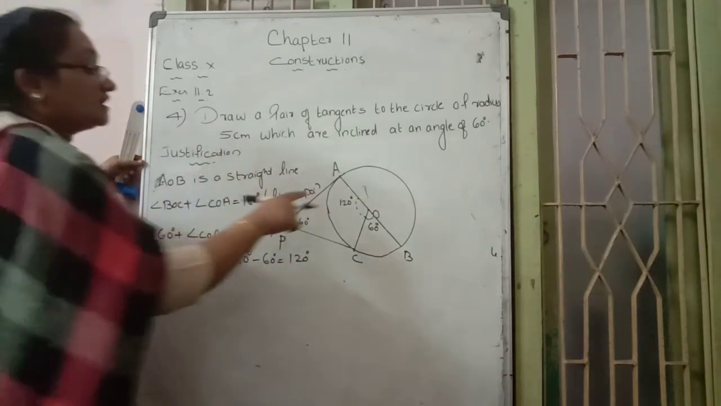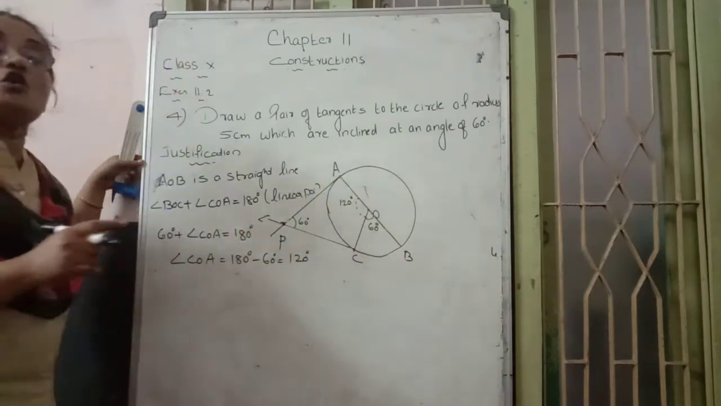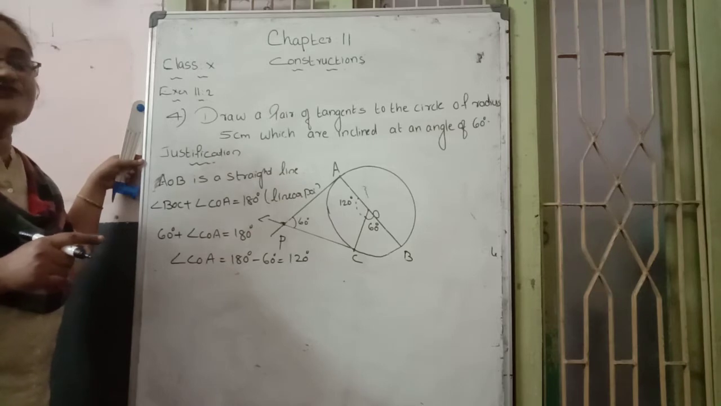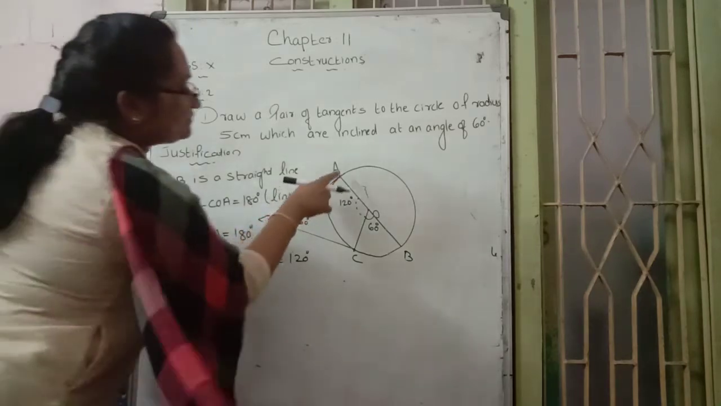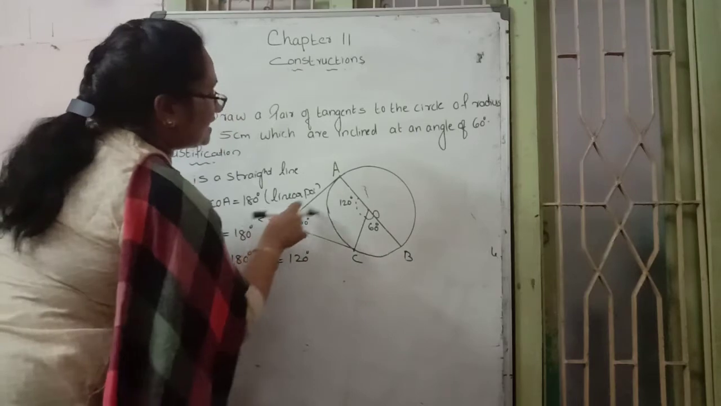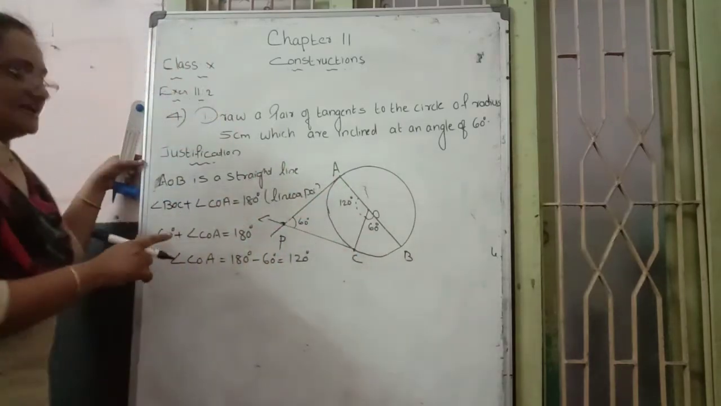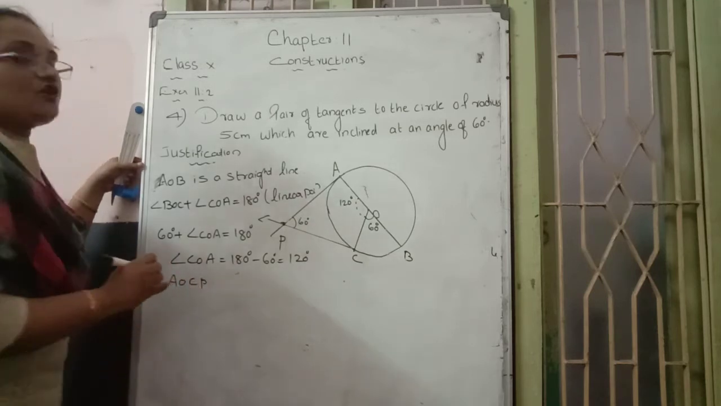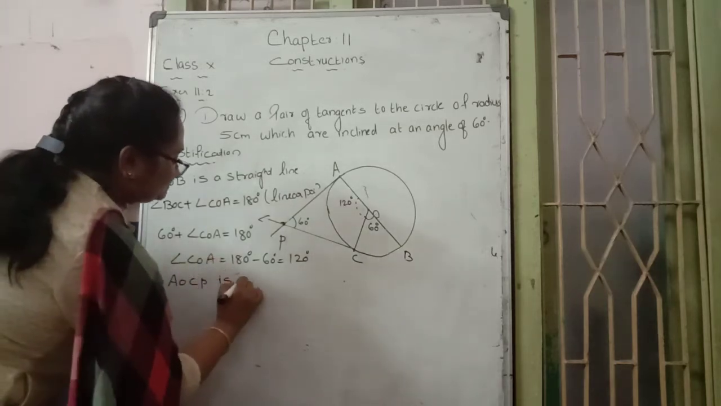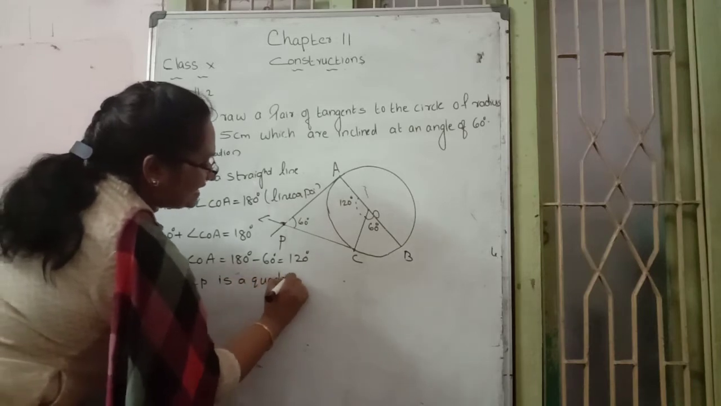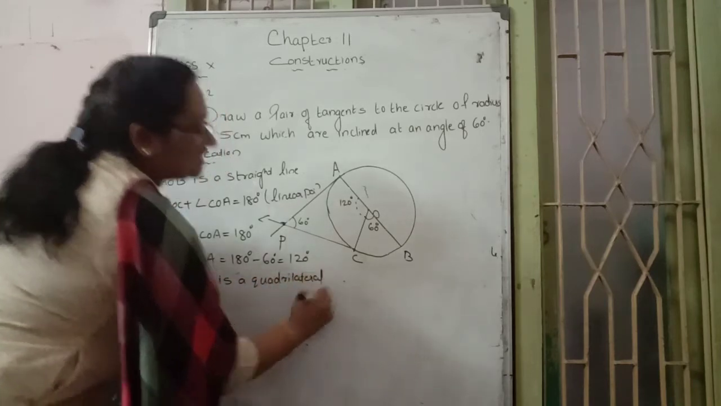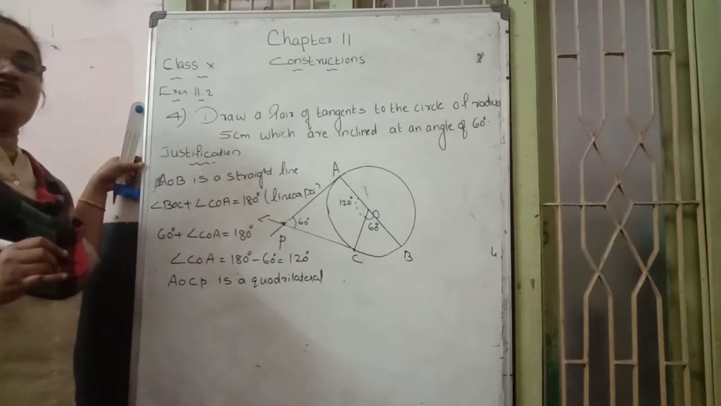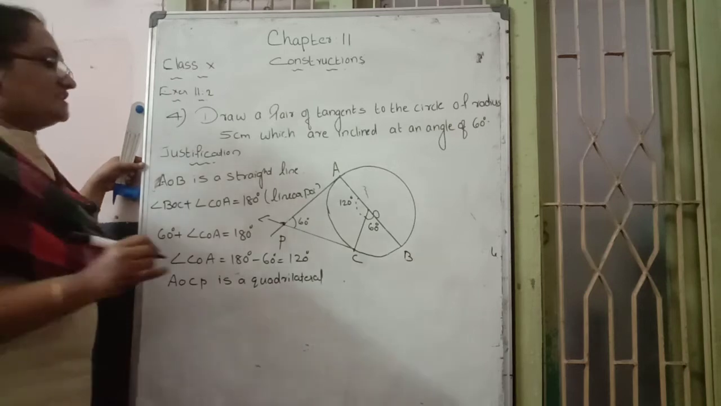Then next, which shape is this one? A quadrilateral shape. Quadrilateral means it has how many sides? A 4-sided figure. We call it a quadrilateral. So we can write it as AOCP is a quadrilateral. Then next, the sum of angles in a quadrilateral is how many degrees? 360 degrees. We know that the angles add up to 360 degrees.